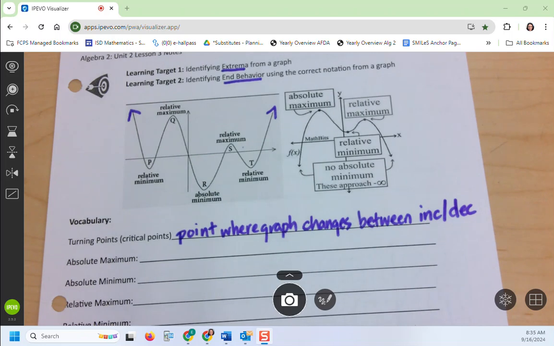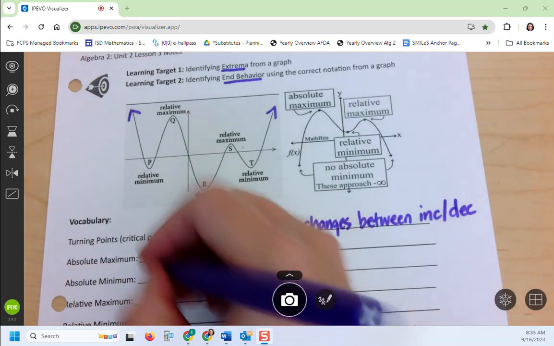The absolute maximum on the graph is going to be the point that has the largest y value in the whole graph.